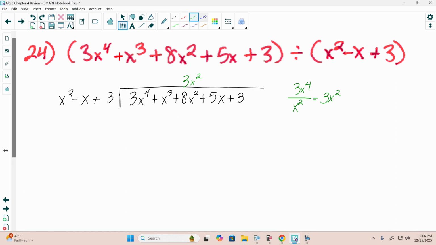Now the next thing we do is we take this term on top and multiply it by the term outside. So we're going to take 3x squared and multiply it by our x squared minus x plus 3 to get what we're going to subtract or take away from what's inside. 3x squared times x squared is 3x to the fourth. 3x squared times negative x is going to be negative 3x cubed. And 3x squared times 3 is going to be plus 9x squared. So that can go away.